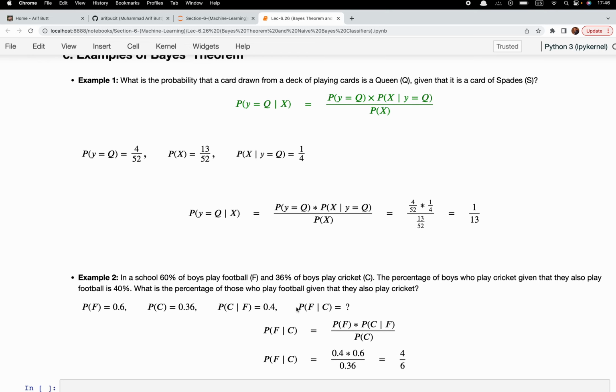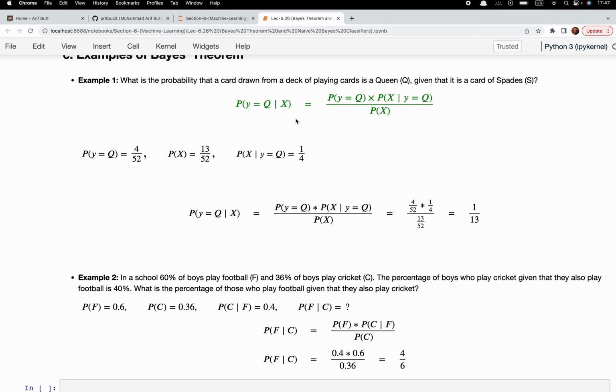These two examples are very basic. Let me describe this first one, which asks: what is the probability, rather the conditional probability, that a card drawn from a deck of playing cards is a queen given that it is a card of spades? So using this green formula of Bayes theorem, we can calculate this.